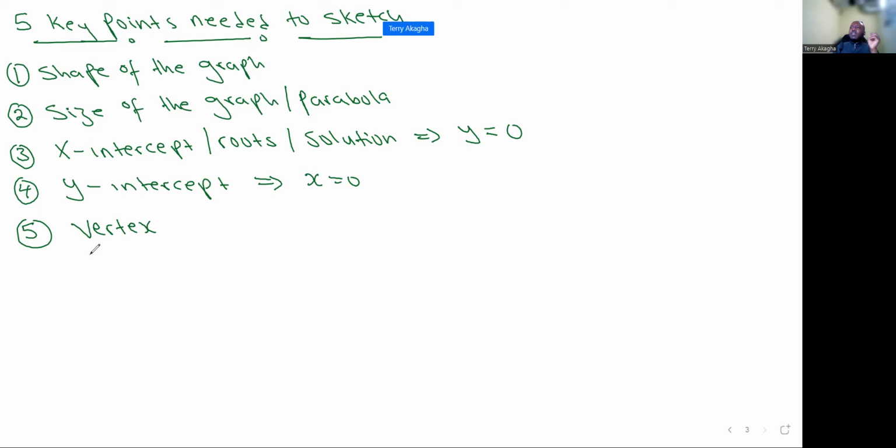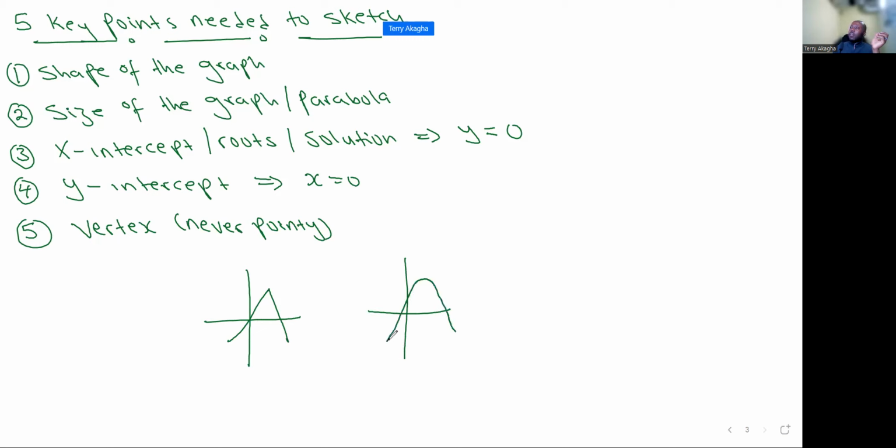And also, one of the things I also want you to know is that the vertex is never pointy, all right? I'm going to explain that very soon. So it's never pointy. So when you have a vertex and you're drawing a graph, you should not draw the vertex like this, okay? It's not like that. A graph is like a smooth curve. Are you seeing it? This. So this is what we call the vertex. And I've shown you how to calculate the vertex, either using the formula or using the completing the square method, all right?